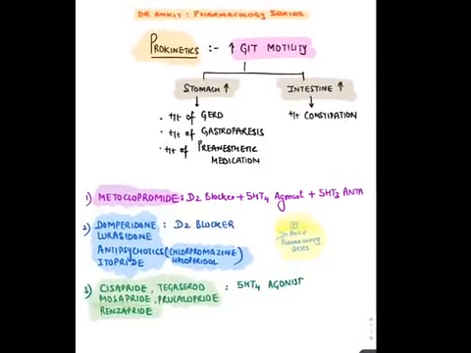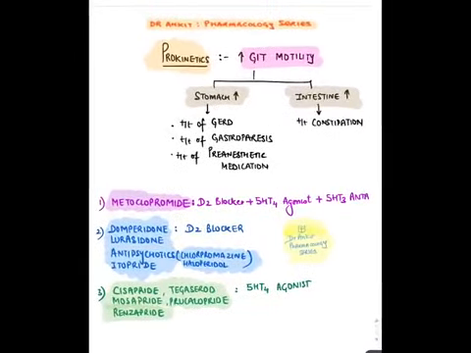Okay, so this is the complete list of prokinetics and where they are used. The prokinetics increase GIT motility, either stomach or intestine. Generally, they increase both of them. So by increasing stomach motility, we can use them in these three conditions, and by increasing intestinal motility, we can use them in constipation. So metoclopramide: D2 blocker, 5-HT4 agonist and 5-HT3 antagonist.